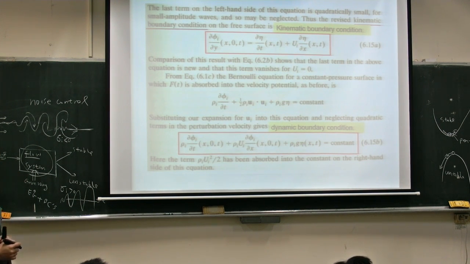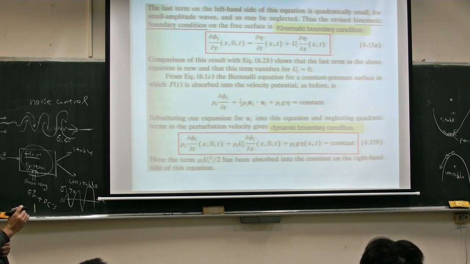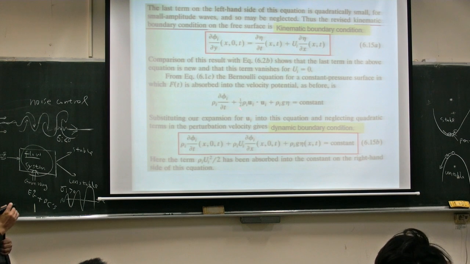The second boundary condition at the interface, what is the dynamic boundary condition? And the dynamic boundary condition is from what? From the Bernoulli equation. So this is the Bernoulli equation, for unsteady flow. So we try to introduce this Bernoulli equation at the interface.